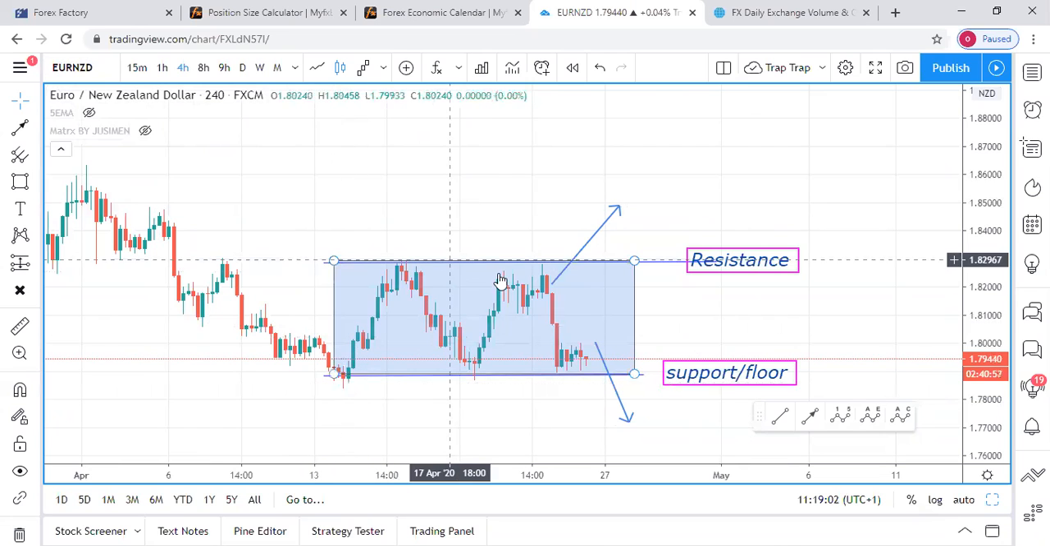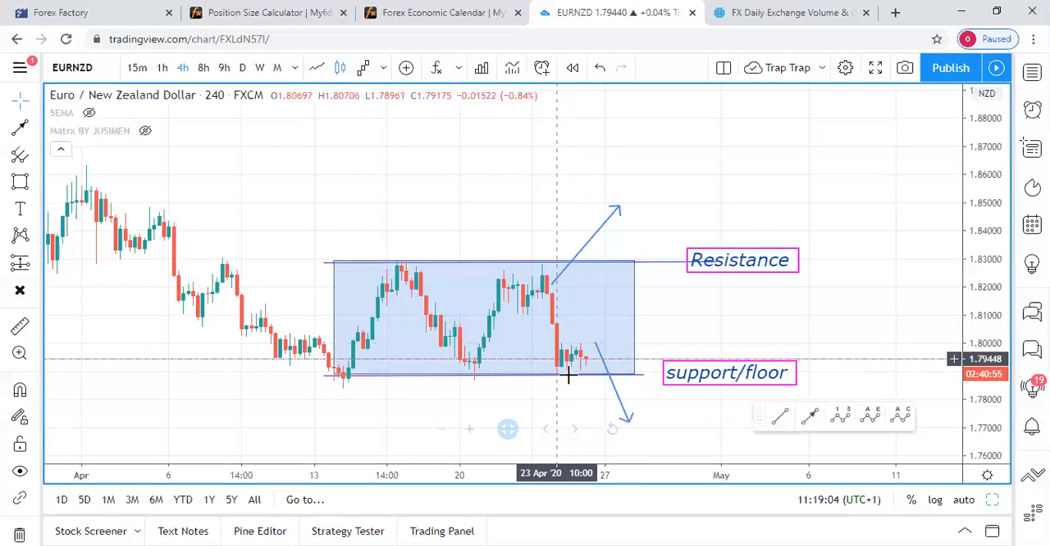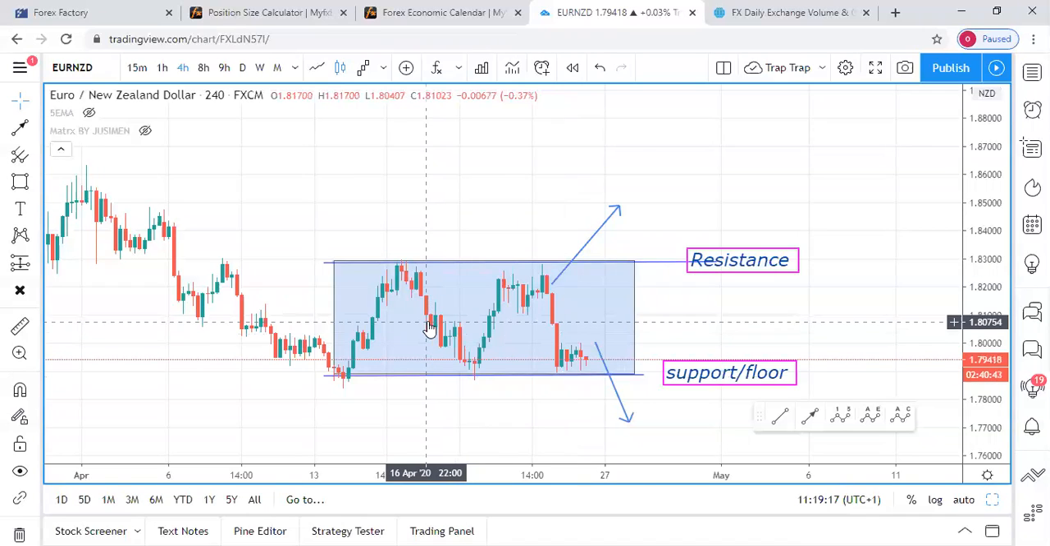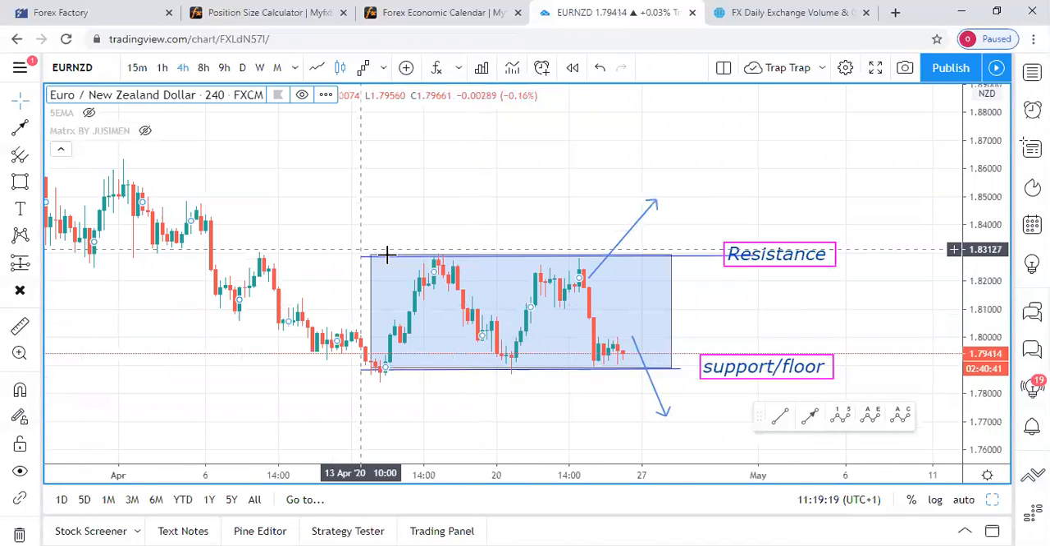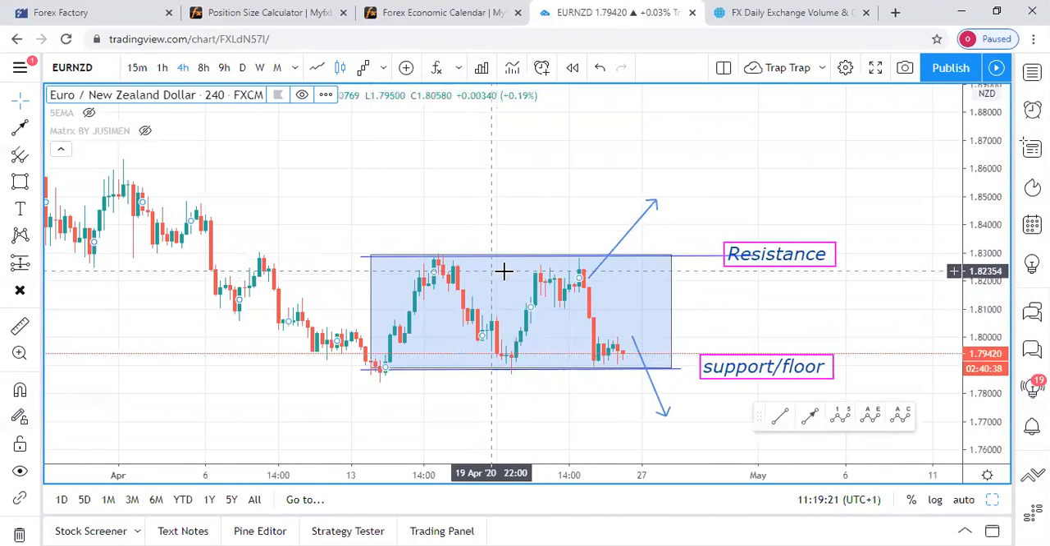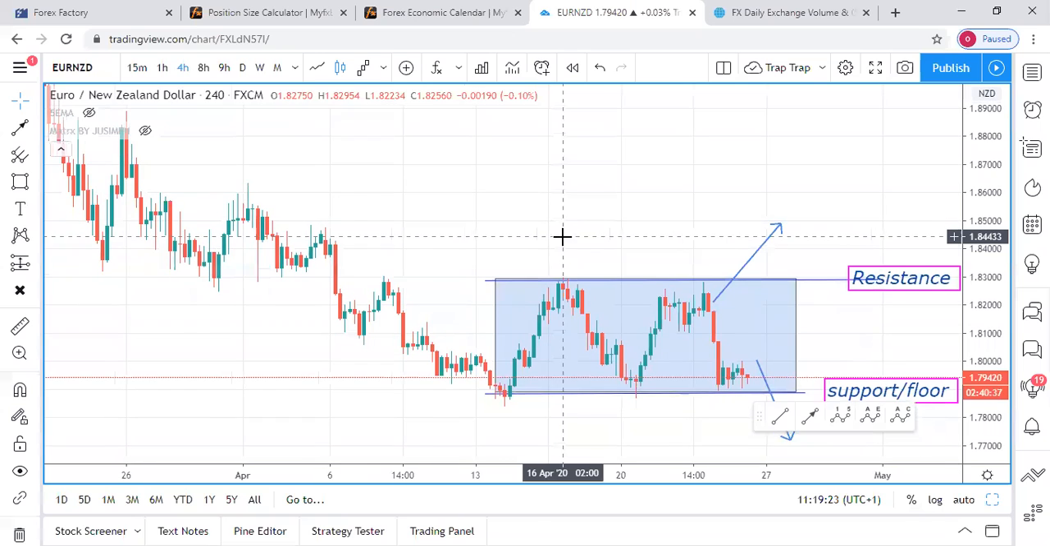Now for EN, I am looking for reasons to want to buy, right? I don't want to go deep into the reasons. We'll come back to that later. Let's take this class one after the other. So that's an example of a horizontal support and resistance.